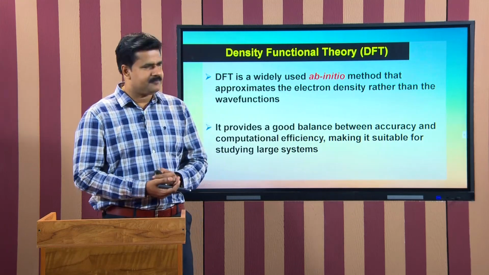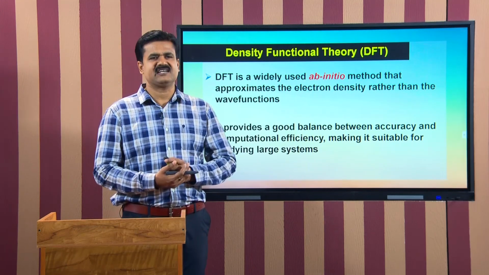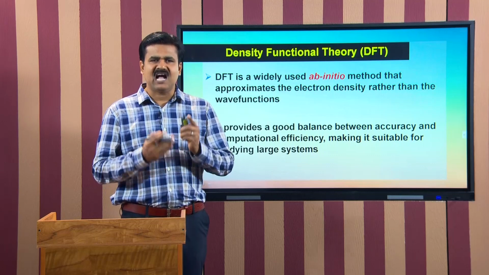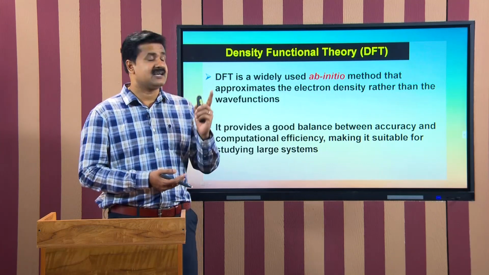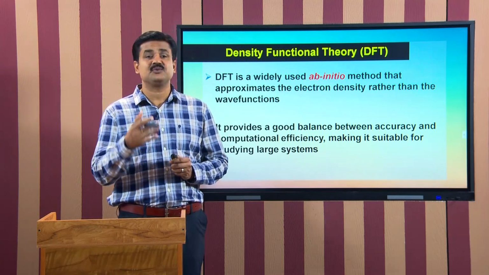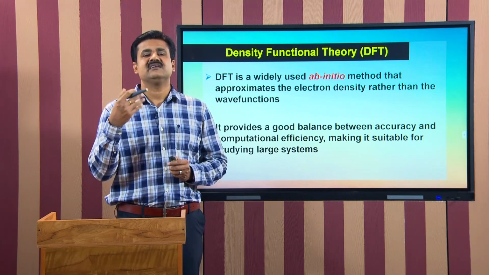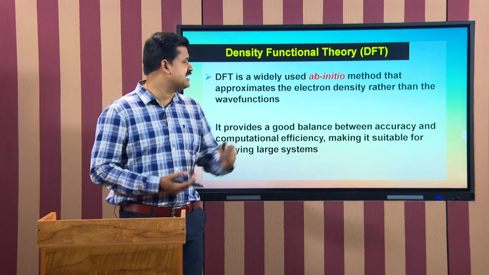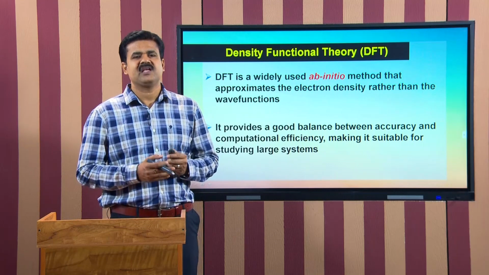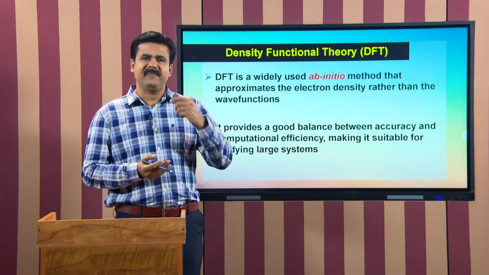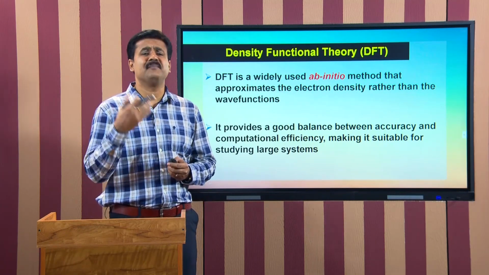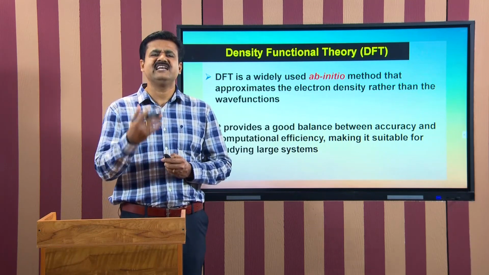Density functional theory. Density functional theory, abbreviated as DFT, is a widely used ab initio method that approximates the electron density rather than the wave functions. That is, density functional theory gives emphasis to electron density rather than the individual wave functions. It provides a good balance between accuracy and computational efficiency, making it suitable for studying large systems. That is, it is possible to study many electron systems with the help of density functional theory.